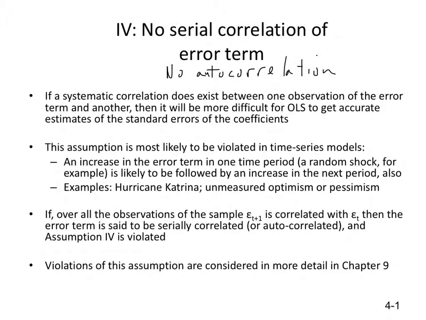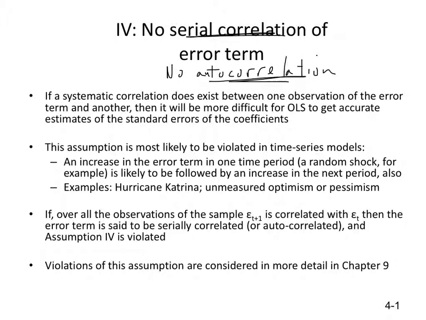Historically, one of these terms referred to the correlation of the errors with one another in time series data, and the other term referred to correlation of the errors with one another in cross-sectional data. Nobody really distinguishes between the two anymore, and frankly, I can never remember which is which. So we're going to use them perfectly interchangeably. No autocorrelation, no serial correlation means the same thing.